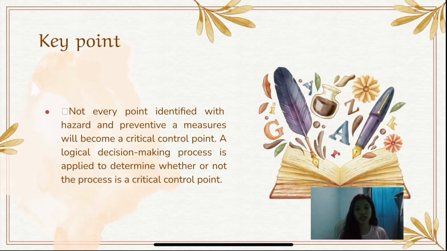The logical decision-making process for determining critical control points may include factors such as whether control at this particular step is necessary for safety, or whether control at this step eliminates or reduces the likely occurrence of the hazards to an acceptable level, or whether contamination with the hazards identified could occur in excess of acceptable levels, whether subsequent steps will eliminate or acceptably reduce the hazards.